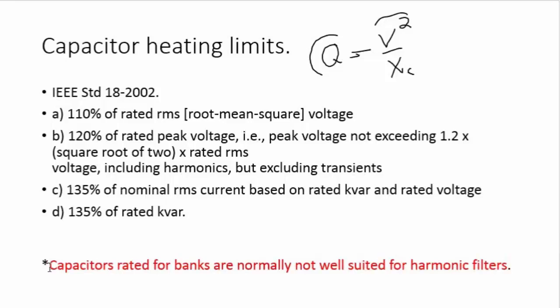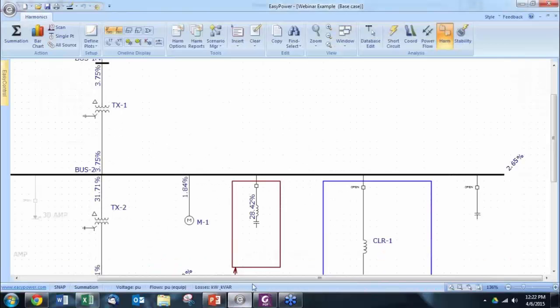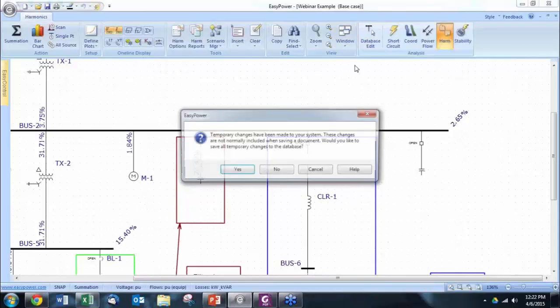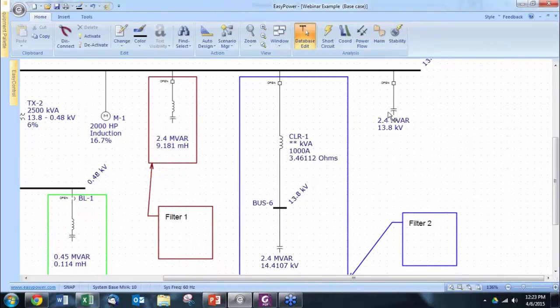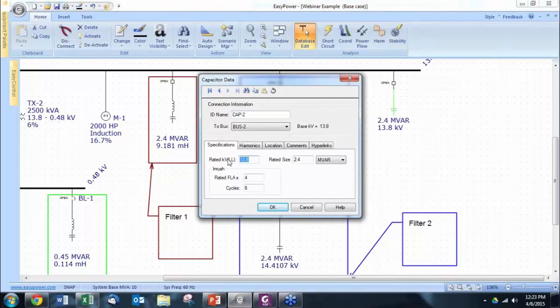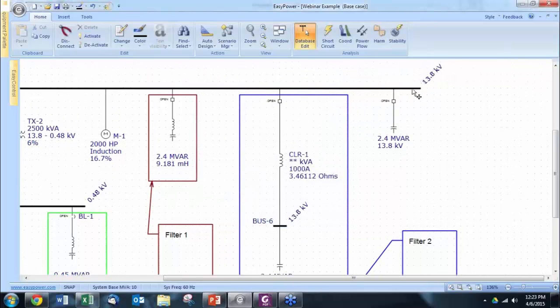Capacitors rated for banks are normally not well suited for harmonic filters. So if you have a capacitor bank already installed, like this one, and then you want to convert it into a filter, you will most likely not be able to. Why? These capacitors are rated at 30.8 kV, and so is the bus, so there should be no problem.